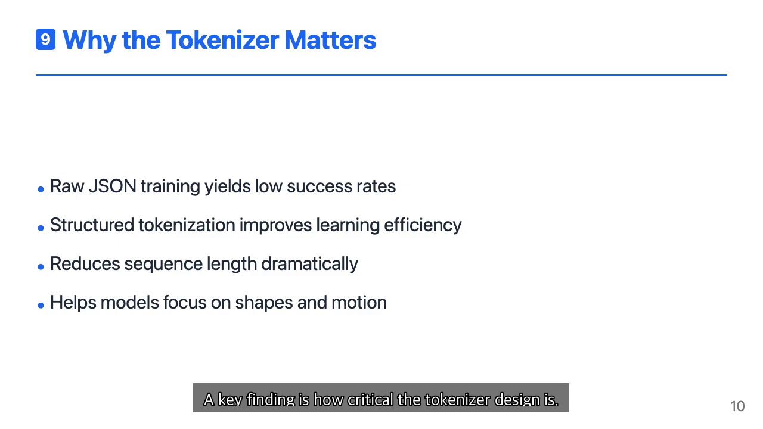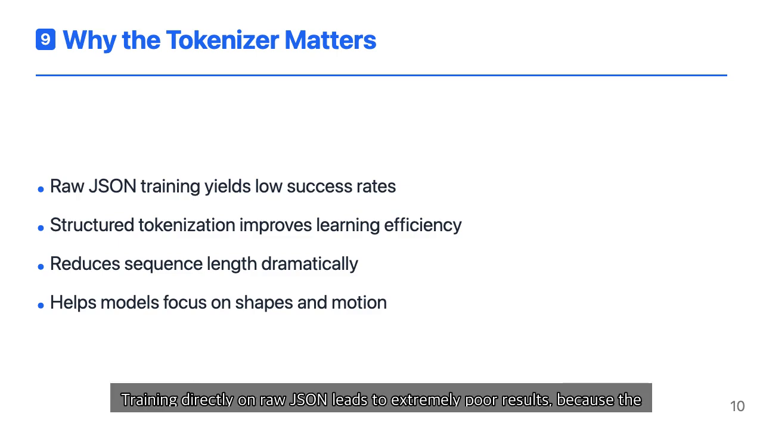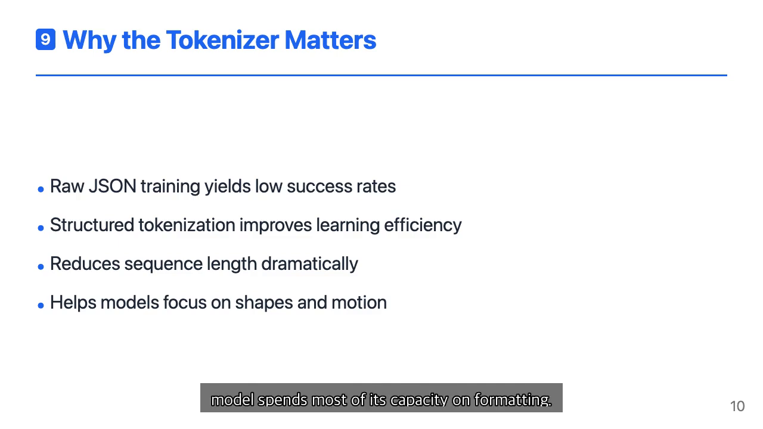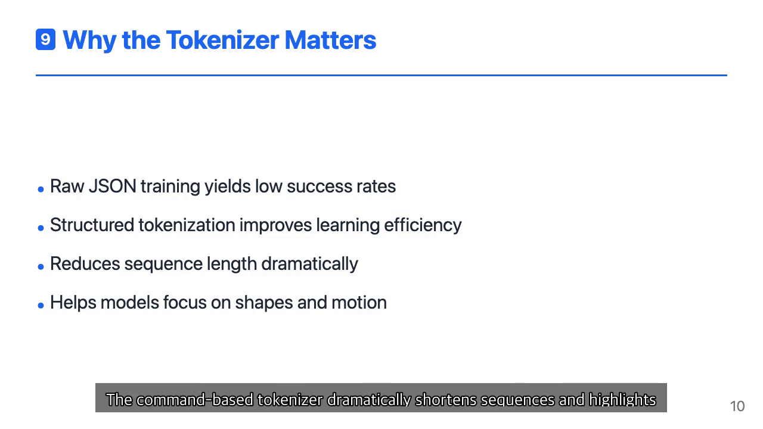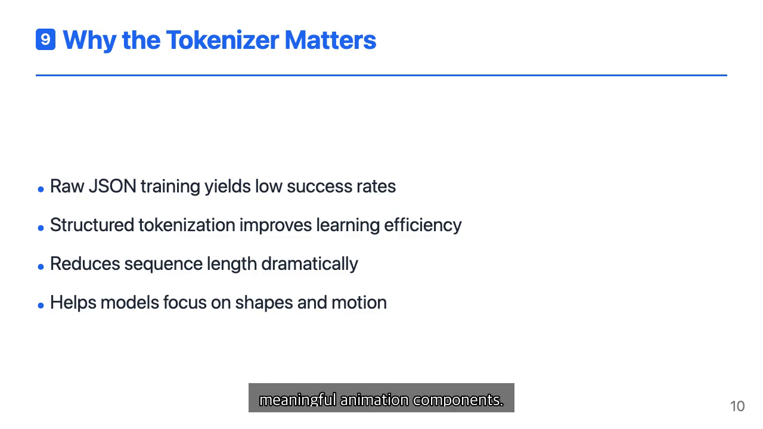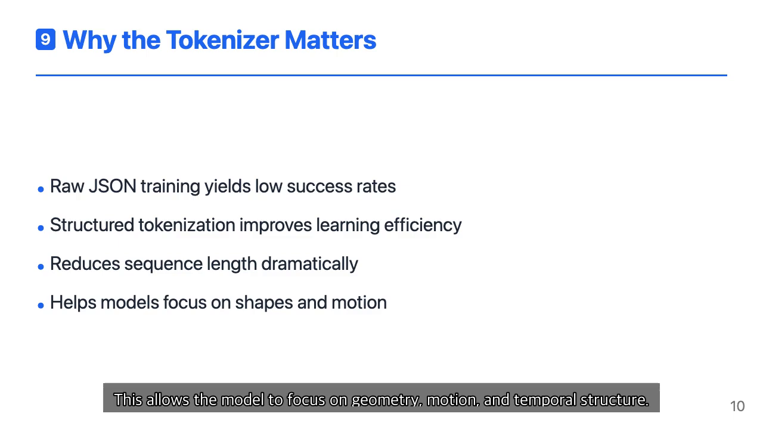A key finding is how critical the tokenizer design is. Training directly on raw JSON leads to extremely poor results, because the model spends most of its capacity on formatting. The command-based tokenizer dramatically shortens sequences and highlights meaningful animation components. This allows the model to focus on geometry, motion, and temporal structure.